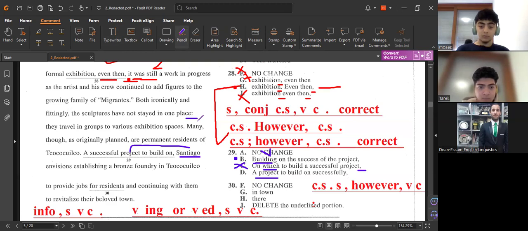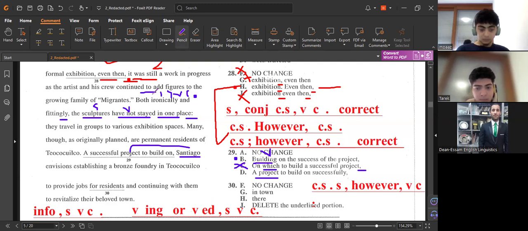Check the rules of comma before it: a complete sentence, and after it: an explanation. Let's check. Finish. Ironically and definitely. Okay, this is an adverb. We need a comma because the adverb is at the beginning of the sentence. Okay. The sculptures have not stayed in one place. Sentence: subject, then verb phrase, and then complement. Before the comma, is the information a sentence? Subject, verb, complement. This information is a sentence, not a fragment.